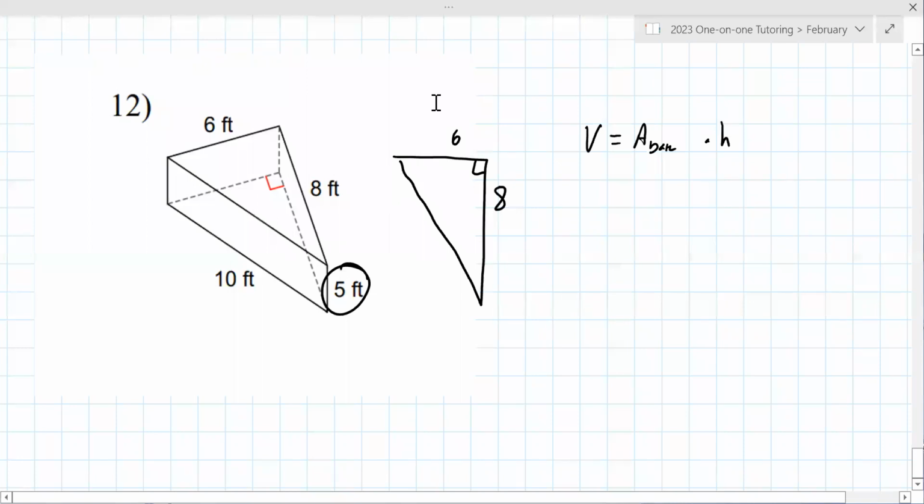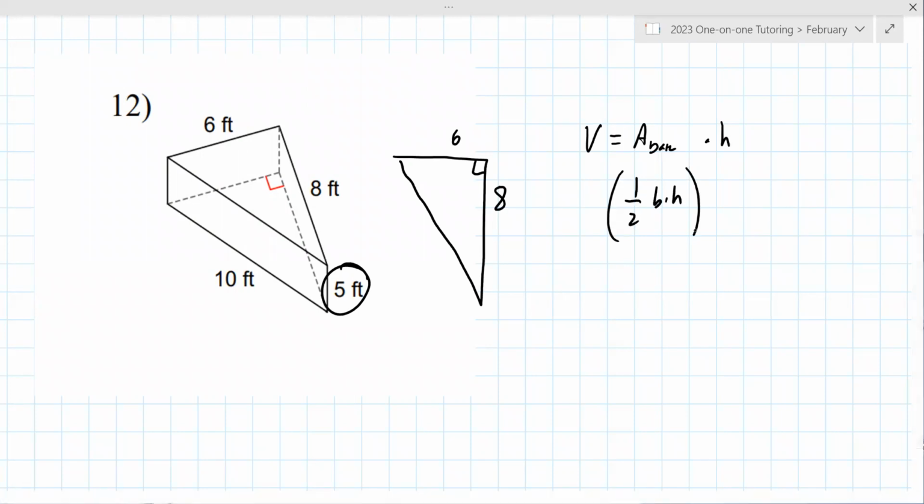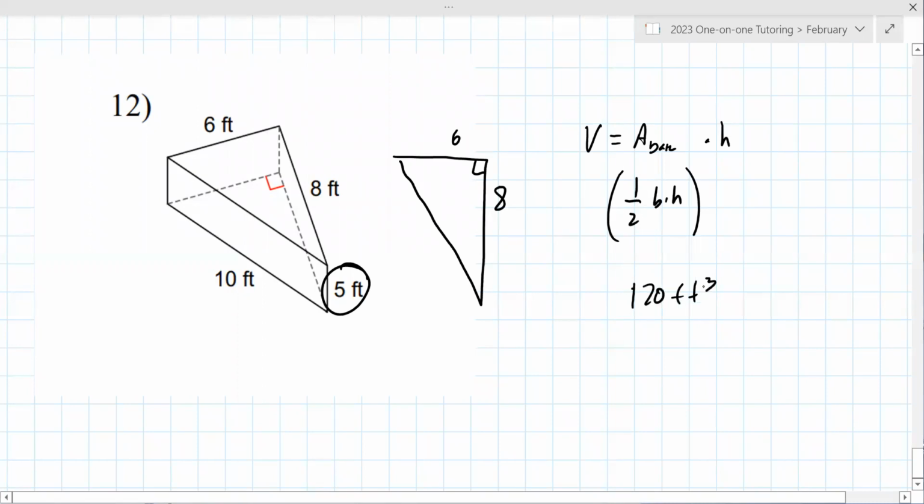All right. Okay. 6 times 8, 48. Okay, then 24 divided by 3, 8. Nope. I heard a division by 3. It's 1/2 base times height for your area of your base. Oh, okay. So it's not a pyramid. Oh, okay. So it'd be 24 times 5, 120 feet cubed. Very good. Okay, last question here.